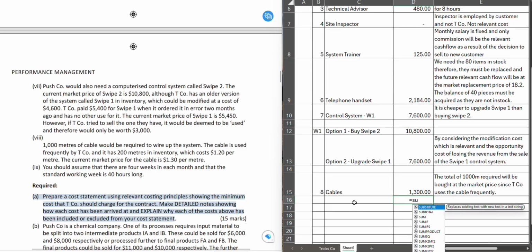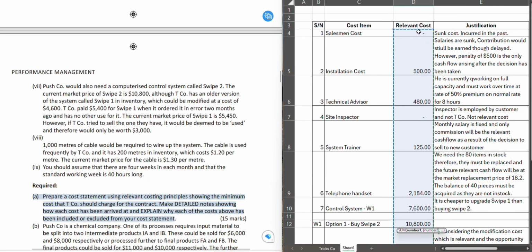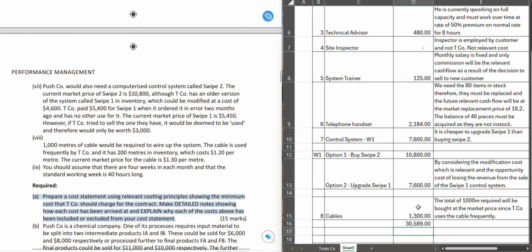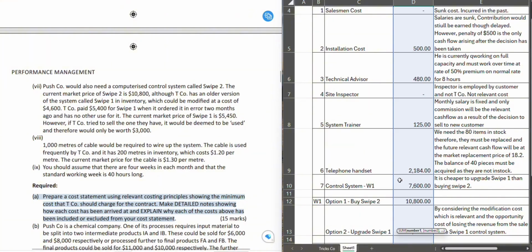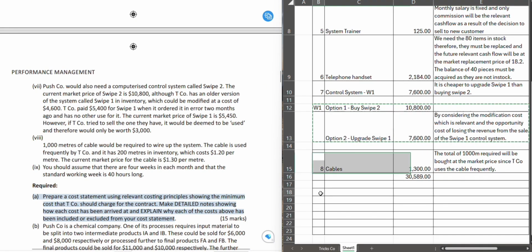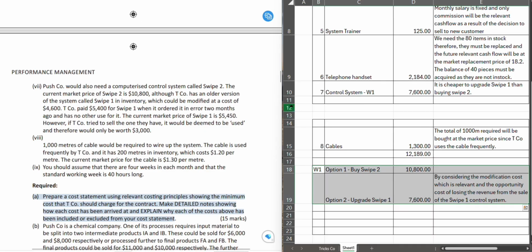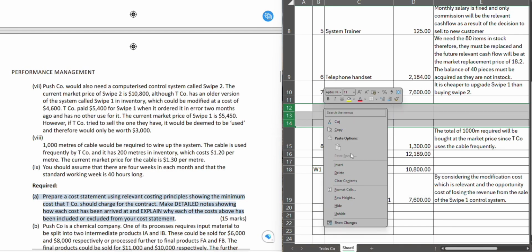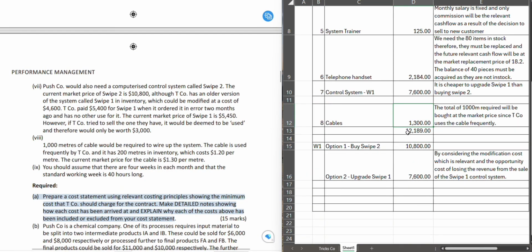Let's see what is the total cost that we should be using as the basis. So the basis is 30,589. So which means that, see, oh no, we shouldn't put this. So this shouldn't be part of this. My workings are adding up to it. So let me just cut it off and put it under. Yeah, so this is the total.